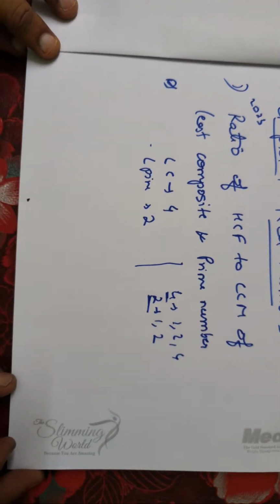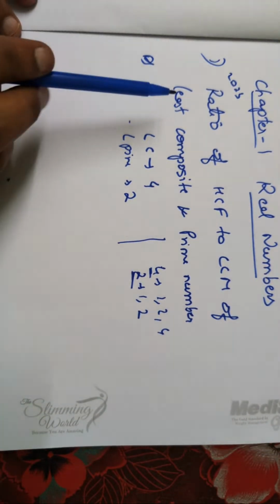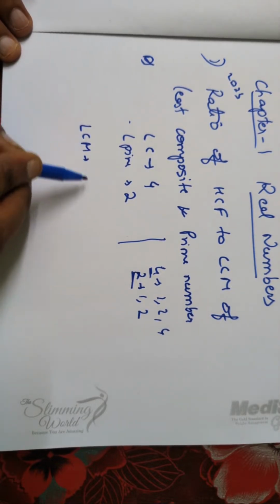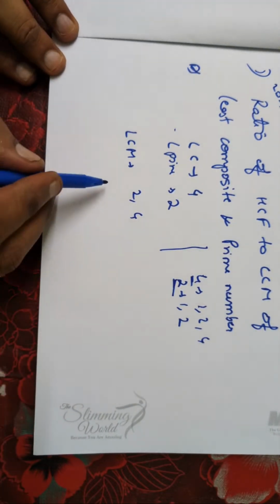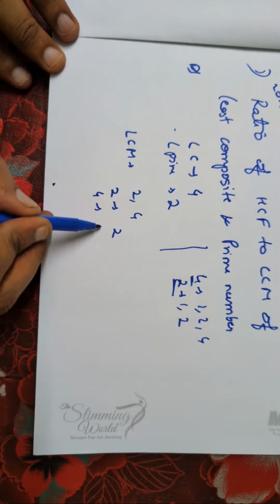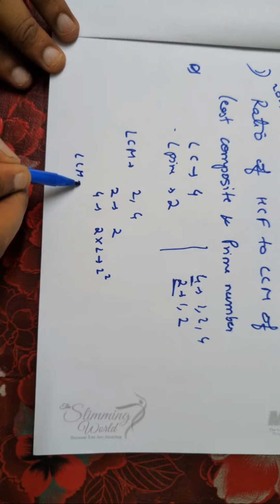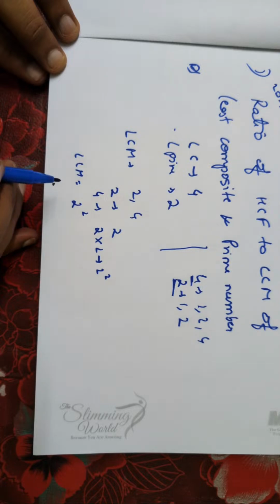So let's see how to solve this. They are asking the ratio of HCF to LCM. First solve the LCM. So LCM of 2, 4. For this I will use the prime factorization method. For 2 it can be written as only 2 because it doesn't have any other prime factors. For 4 it is 2 into 2, which is 2 square. So the LCM will become 2 square, because whatever prime factors we have, you have to consider the product of the highest powers.